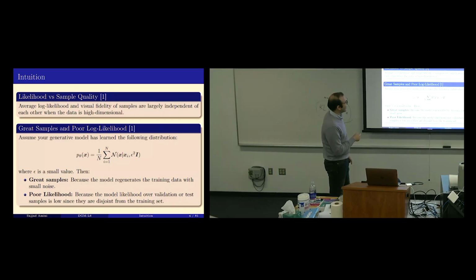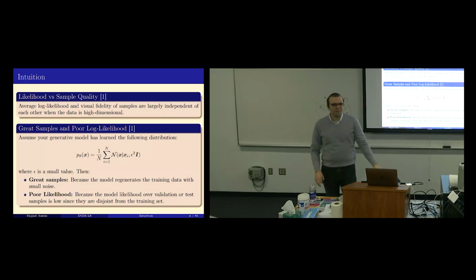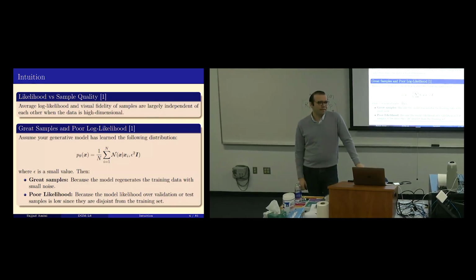Great samples and poor likelihood. I want to give you an example where the generative model gives you great samples but poor likelihood. What do you think of a model which gives you great samples, but its likelihood is not acceptable?